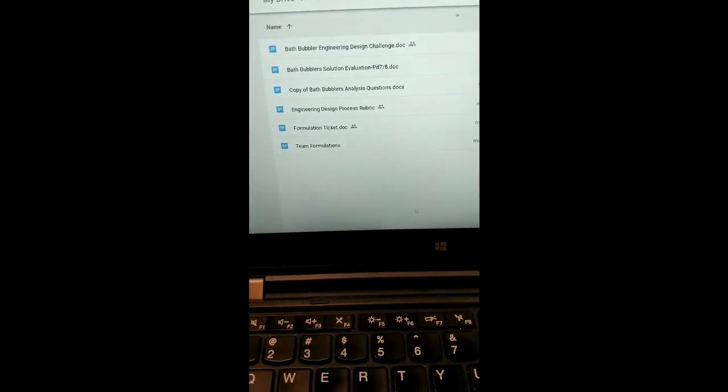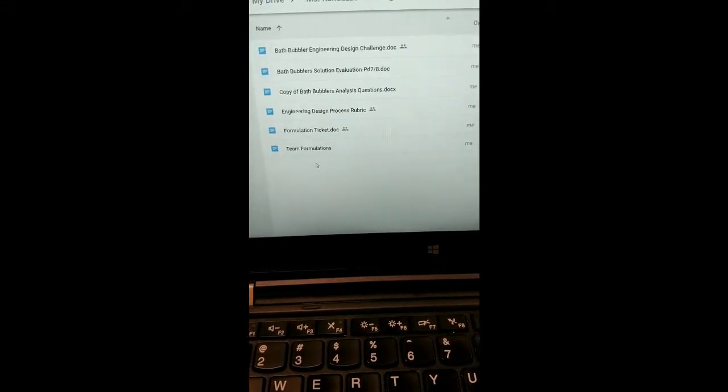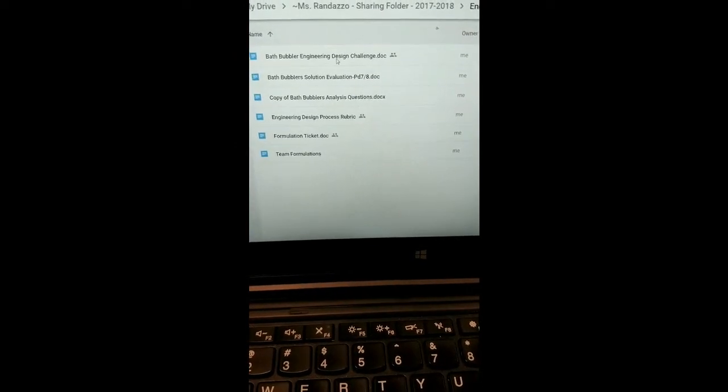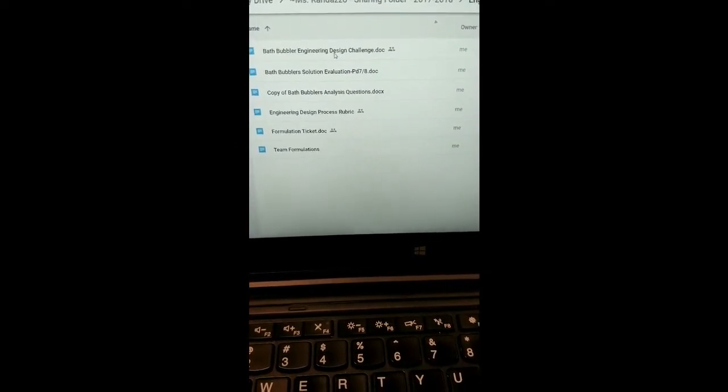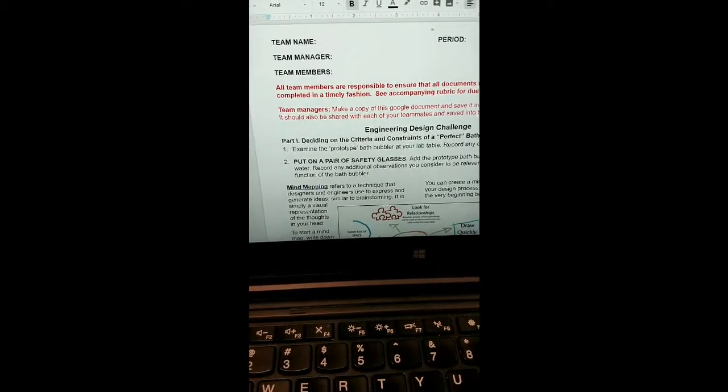So check it out. Here are some different documents that I've been using in my engineering design challenge to make it easier to keep track of what the students are doing. The thing that I want to show you in particular is this document right here. This is the research document that they first used to conduct their research.